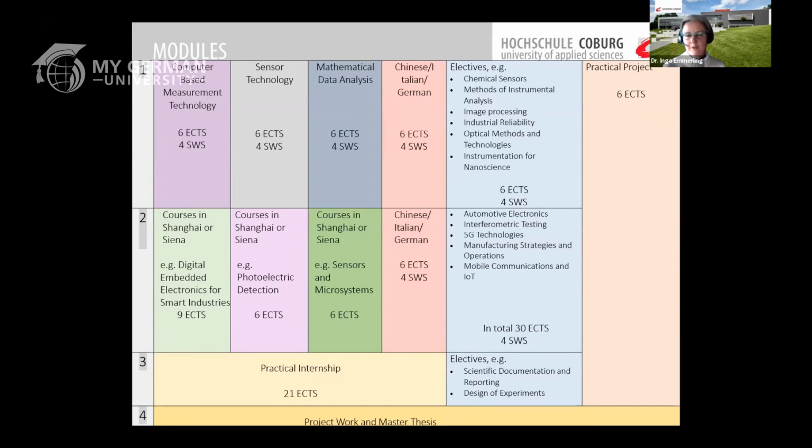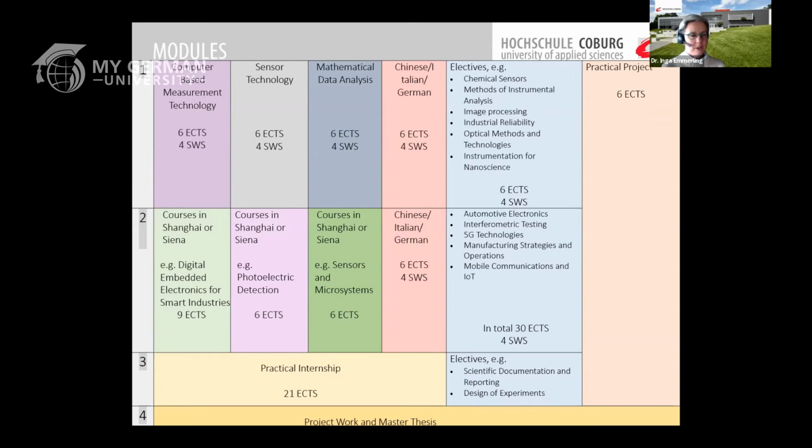For example, this professor is still working in industry, so you get to know the latest industrial tricks for instrumentation for nanoscience. So he's still working at the border to industry.